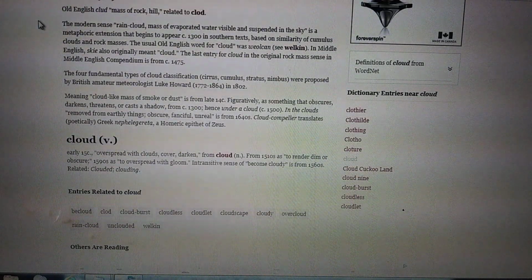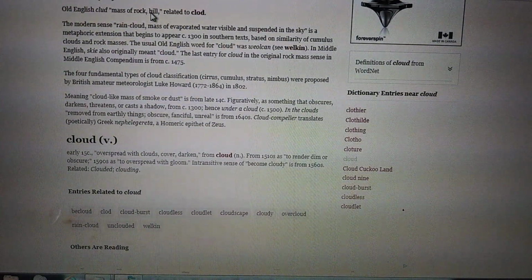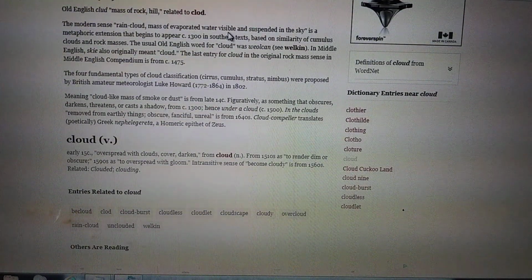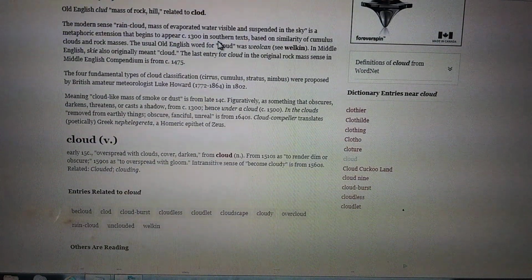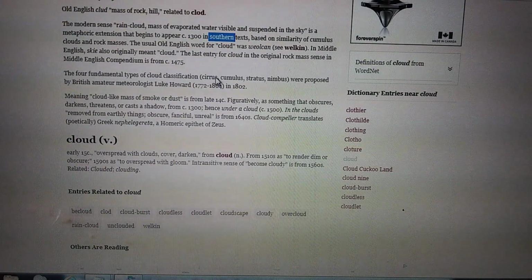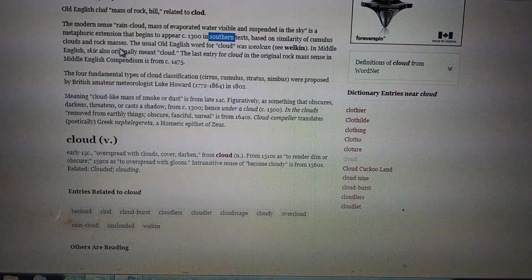Remember, what's a cloud? A cloud is what? A mass of rocks, right? It says in the minor sense, a rain cloud, a mass of evaporated water visible and suspended in the sky. Okay, right? It is a metaphoric extension that begins to appear in the 1300s, in southern texts. What southern text? What south are you talking about? Based on similarities of the cumulus cloud and rock masses.